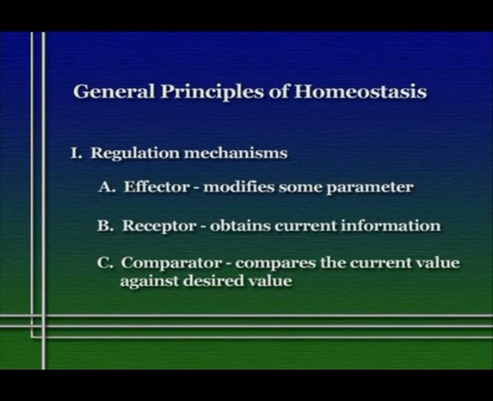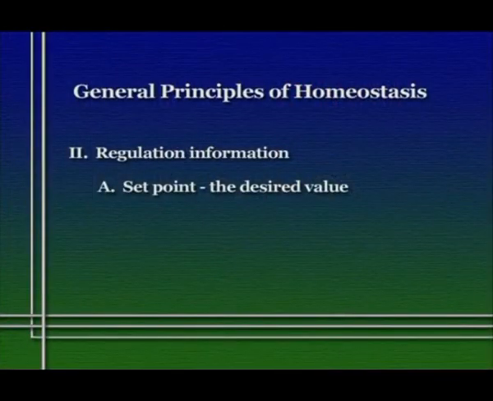So effectors, receptors, and comparators are the three kinds of mechanisms we need to have in general for homeostatic regulation. Now, there are two other terms I need to introduce at this point for us to understand how homeostatic regulation works. The first of these is the idea of a set point. The set point is the desired value, or perhaps an acceptable range of values, at which the parameter being regulated is supposed to be maintained. When driving, for example, 65 miles per hour might be the set point for the speed if you're on a highway.